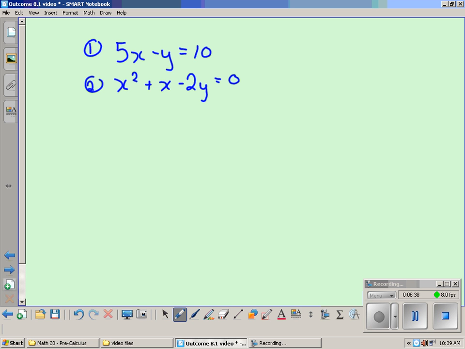To solve by elimination, we need to first of all get the numbers in front of the x's or the y's to be the same. So we are going to multiply equation number 1 by 2.